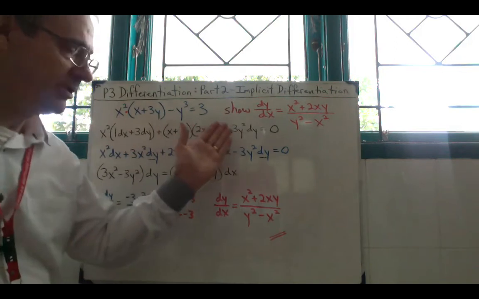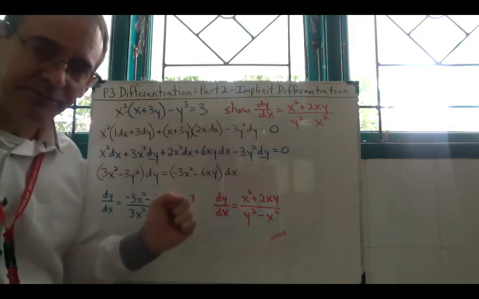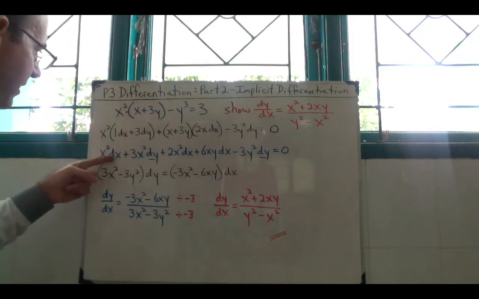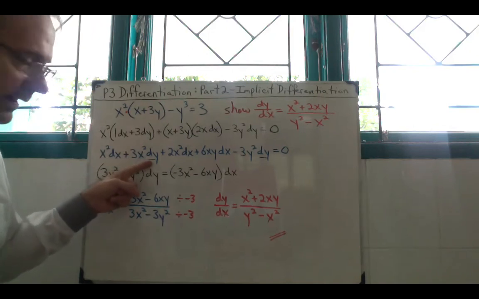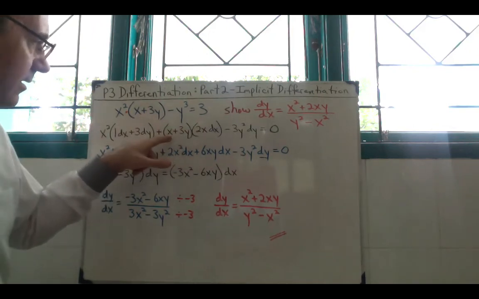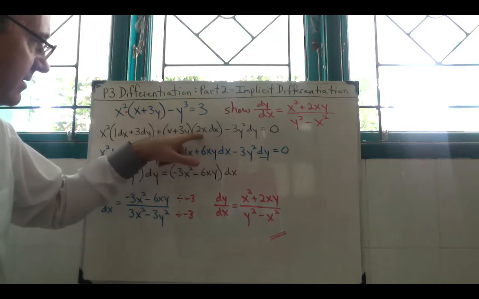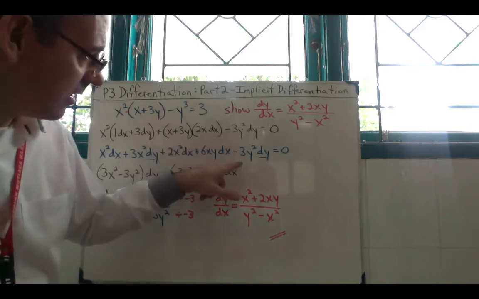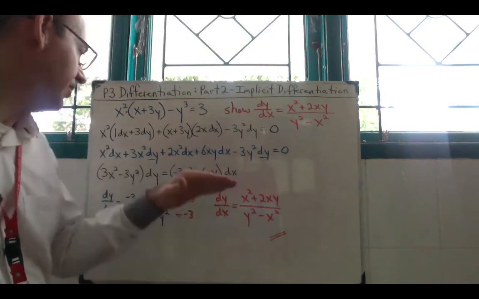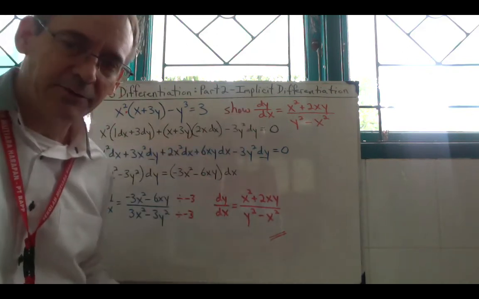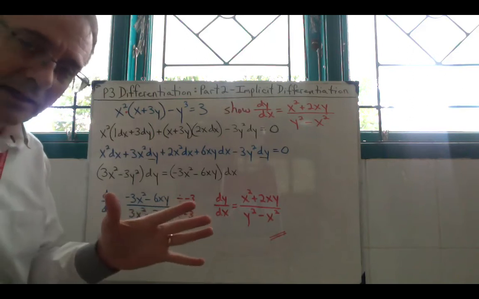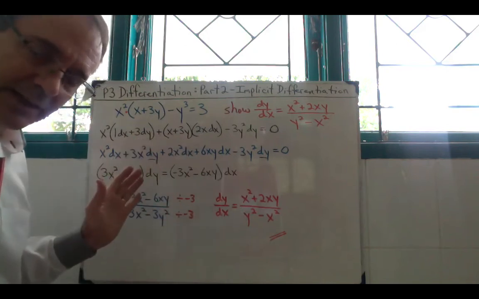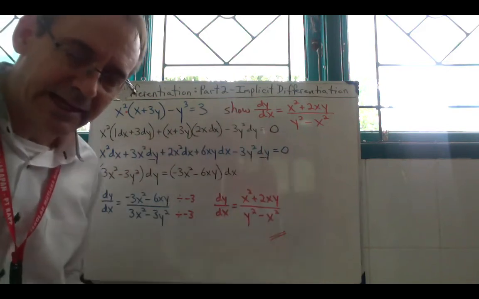Now we want to distribute and simplify what we have here. We distribute the x squared through, which gives us x squared dx plus 3x squared dy plus 2x squared dx and 6xy dx minus our 3y squared dy equals 0. We've now simplified that. Now what we want to do is separate the differentials, the dy's from the dx's. The dy's on the left, and all the dx's will move to the right side of the equal sign.